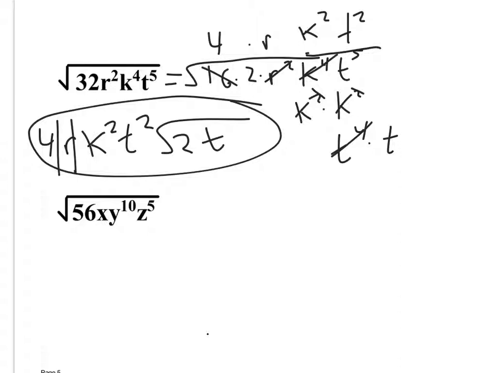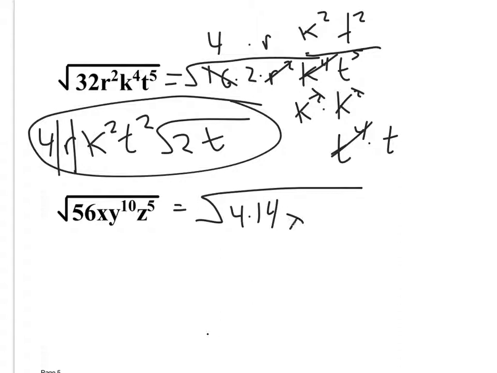Here, 56 x y to the 10, z to the 5th. So I'm going to think, what can I break 56 into? Any ideas? 8 and 7. You could do 8 and 7, but 8's not a square. 6 and 9? No. The only one that really works would be 4 and 14, which is just like 8 and 7, except one of the 2's is on the 7 side, right?